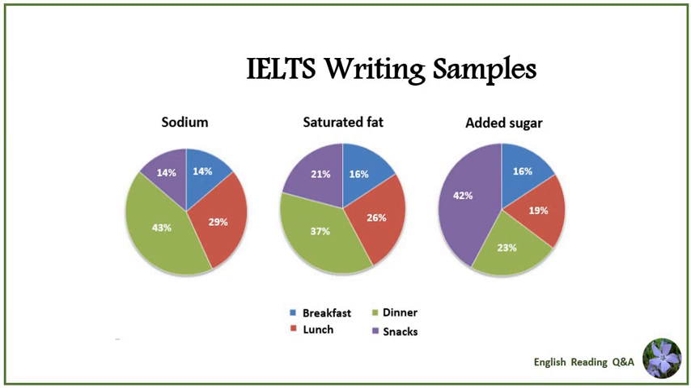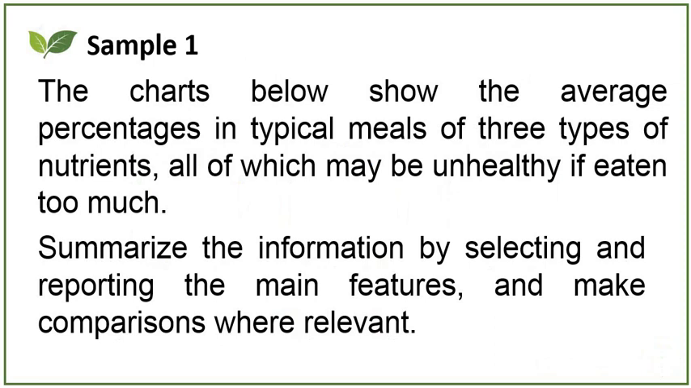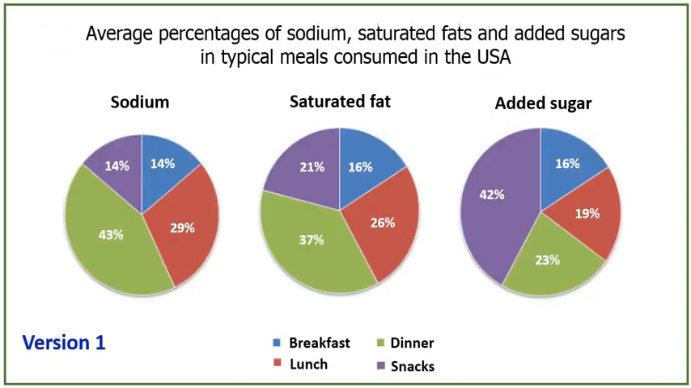IELTS writing samples. The charts below show the average percentages in typical meals of 3 types of nutrients, all of which may be unhealthy if eaten too much. Summarize the information by selecting and reporting the main features and make comparisons where relevant. Average percentages of sodium, saturated fats, and added sugars in typical meals consumed in the USA.